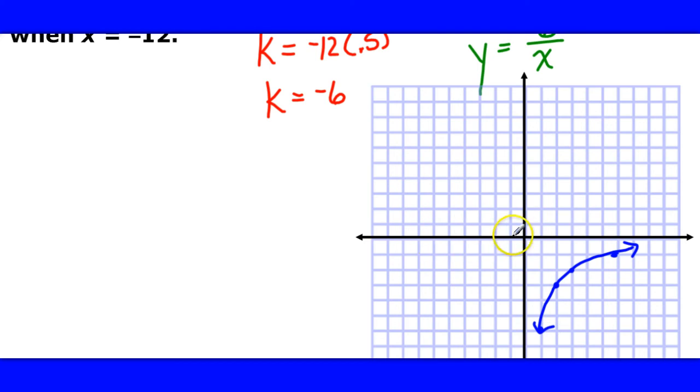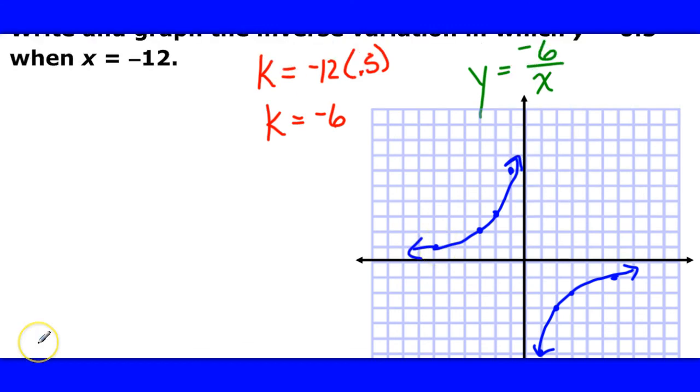Now I need to see what happens over here. If I put in a negative 1, I get a positive 6. If I put in a negative 2, I get a positive 3. If I put in a negative 3, I get a positive 2. And if I put in a negative 6, I get a positive 1. And again, that's going to give me enough to get that graph. Oh, that's kind of crooked there. Okay? Inverse variation is one of the simplest forms of rational functions, which is what we will talk about next.